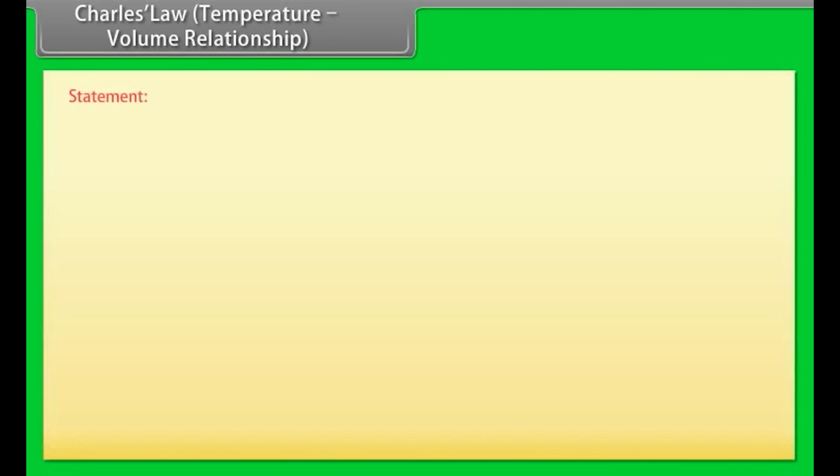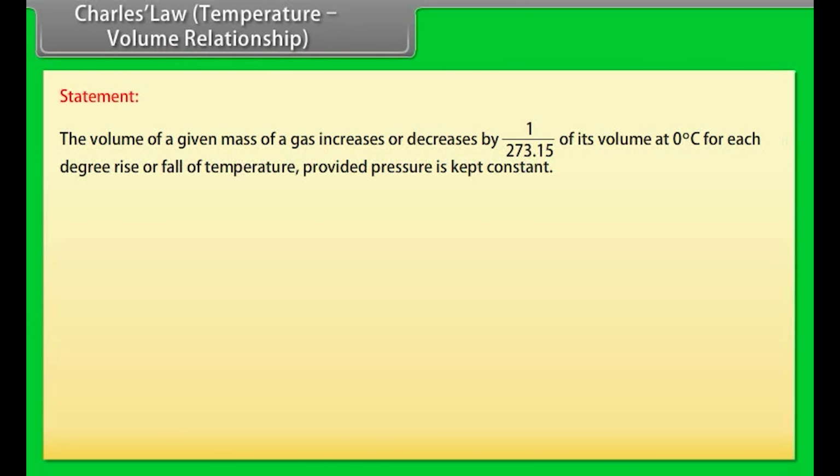Charles' law. Temperature-volume relationship. Statement. The volume of a given mass of a gas increases or decreases by 1/273.15 of its volume at 0 degrees Celsius for each degree rise or fall of temperature, provided pressure is kept constant.